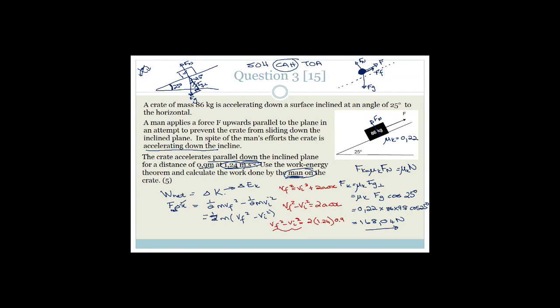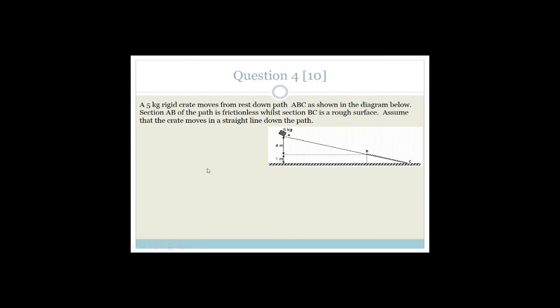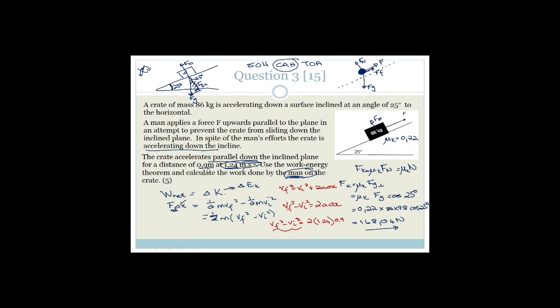Okay, so there are a couple of things that we need to talk about. First, we said that the work energy theorem stated that W net, the net work done, was equal to the change in kinetic energy. And that was very important, because they wouldn't ask us to state the work energy theorem unless we were going to use it.